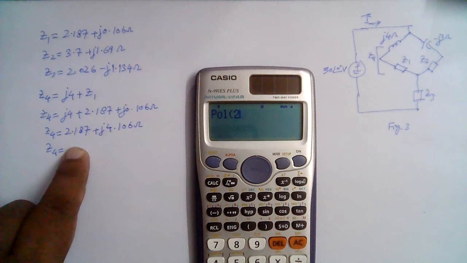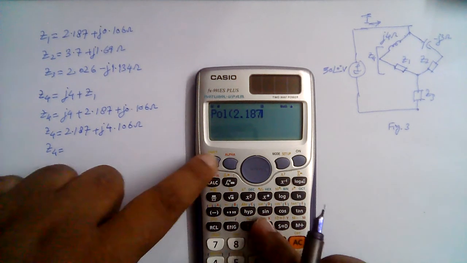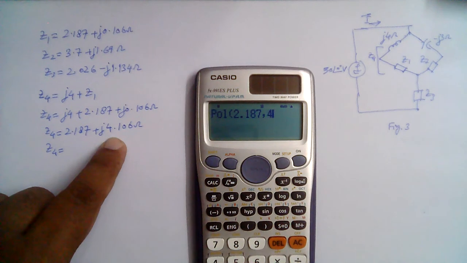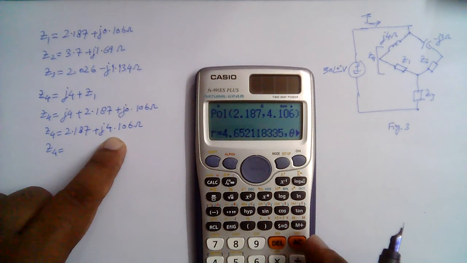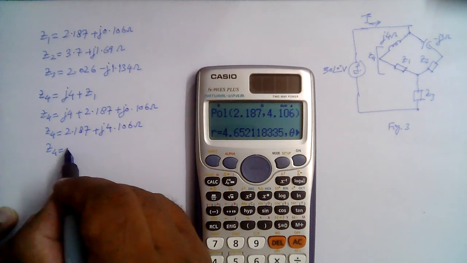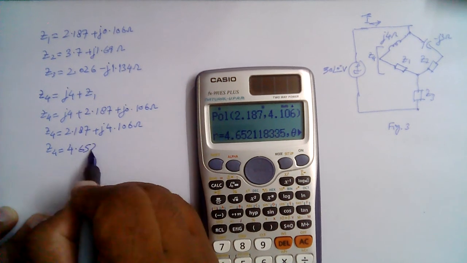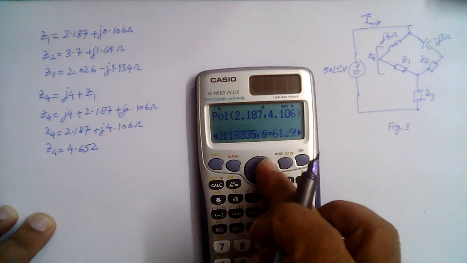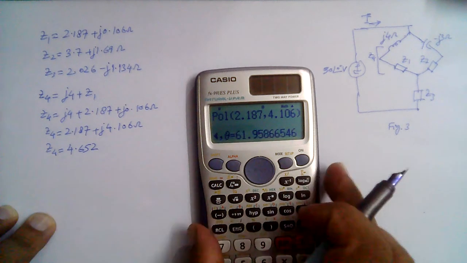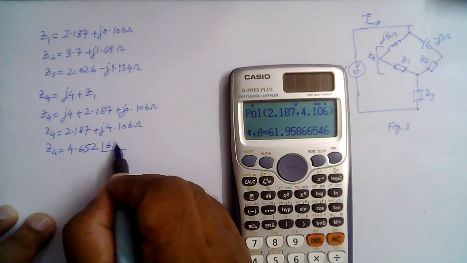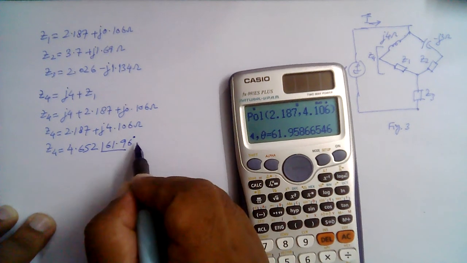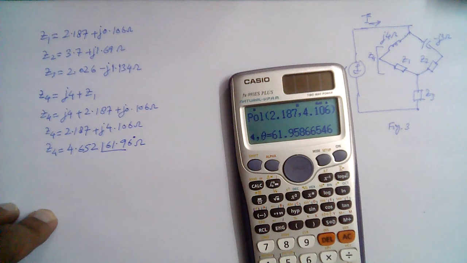this will be 2.187 and 4.106. This is 4.652 at an angle of 61.96 degrees ohms. This is Z4.